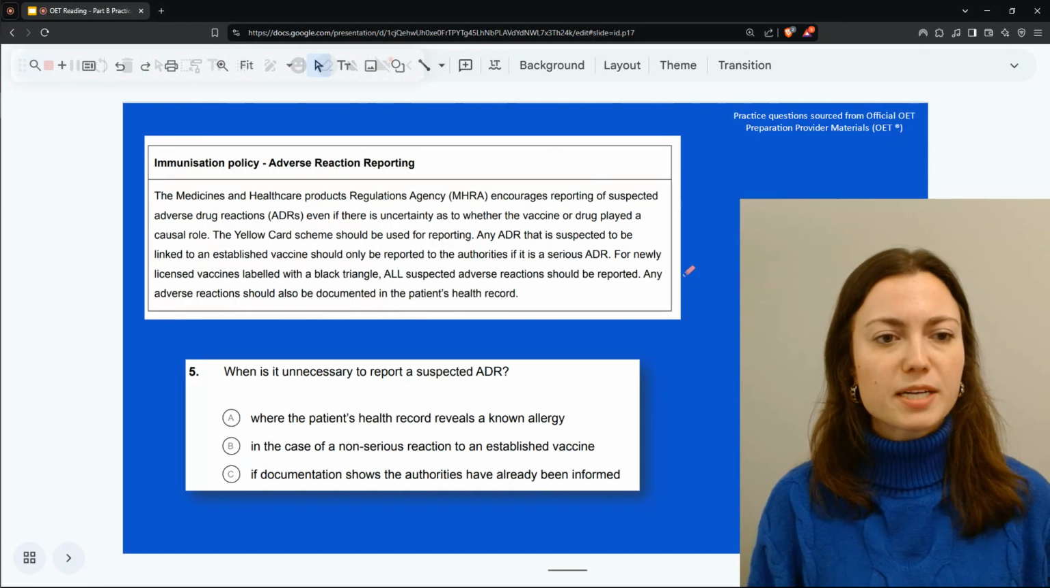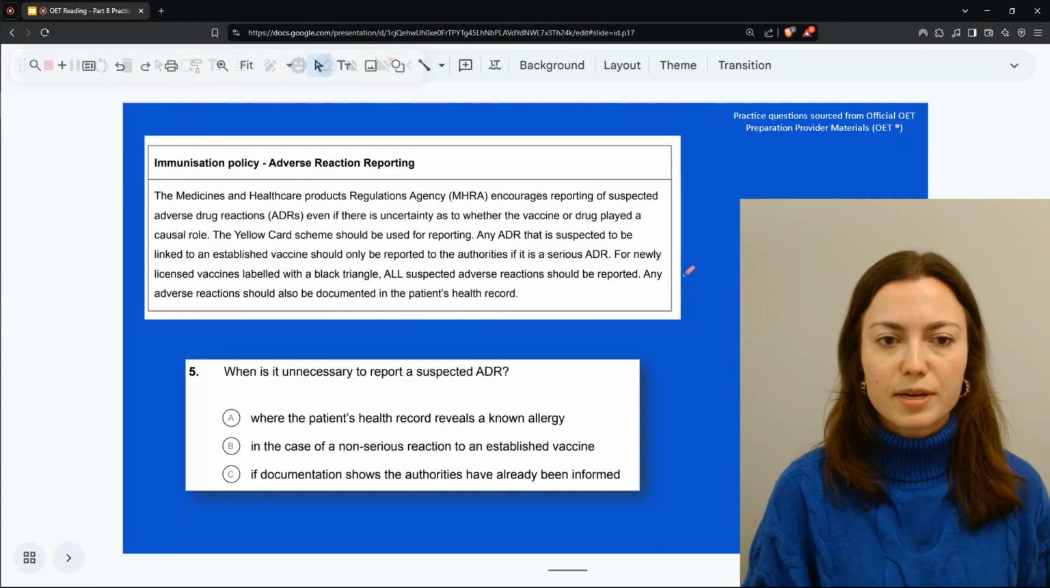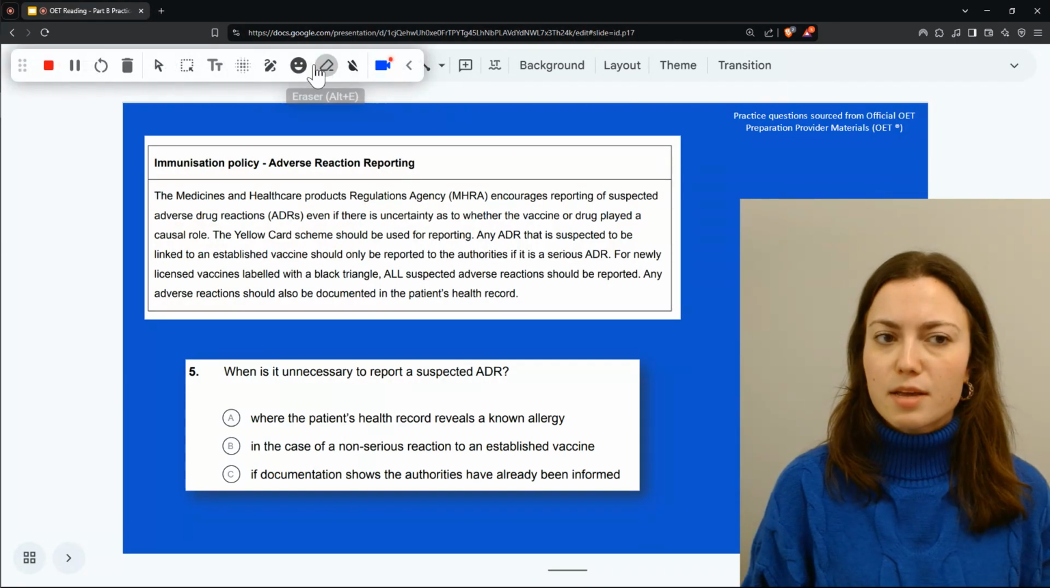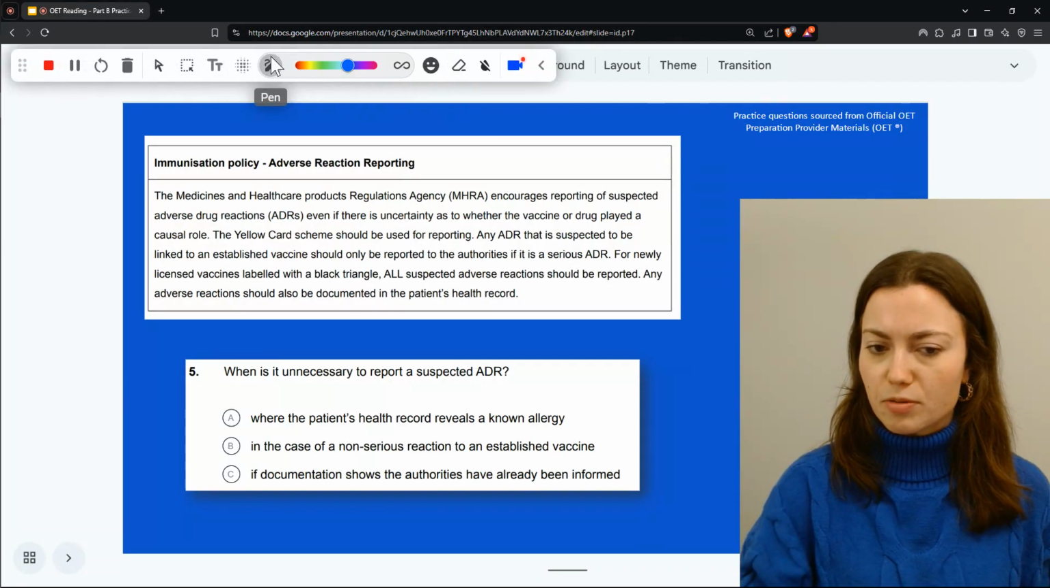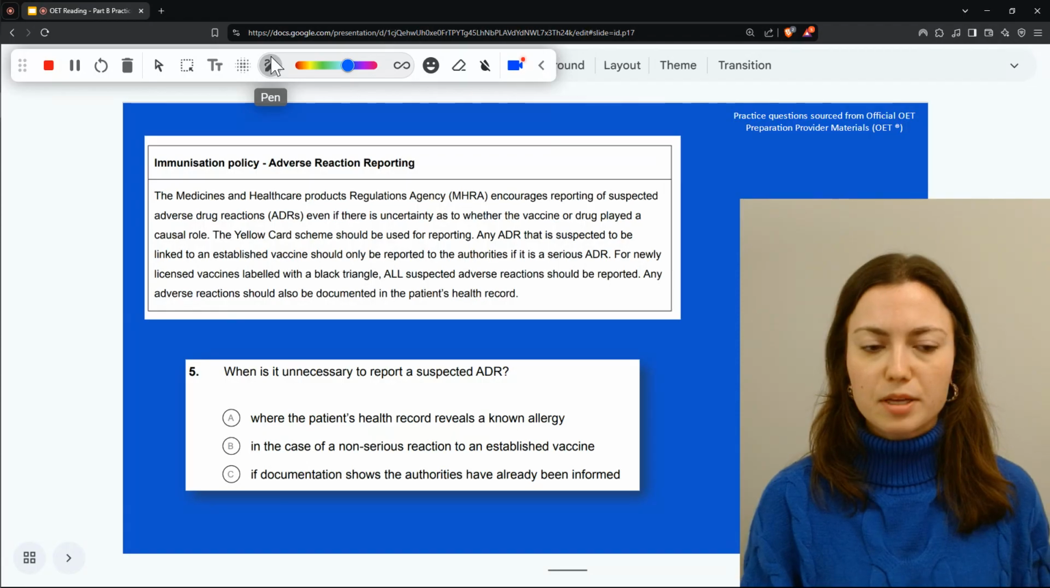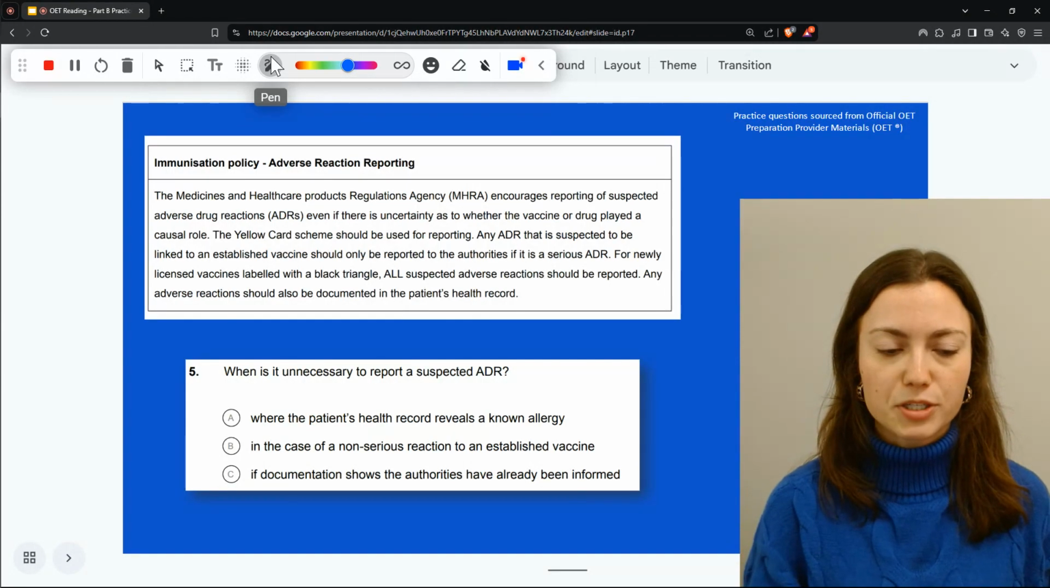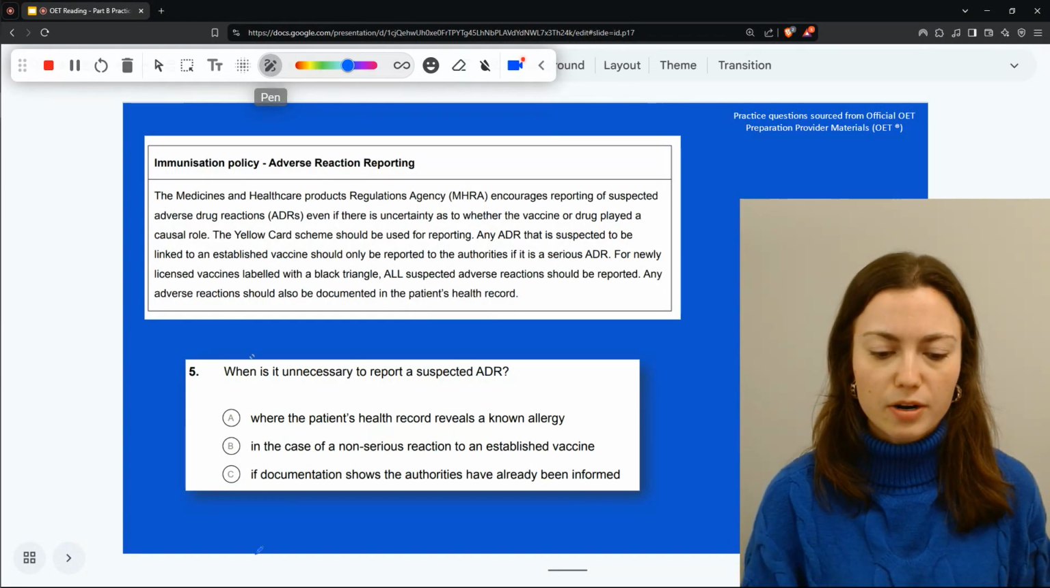Here we have immunization policy, adverse reaction reporting. Same thing, pause that video, give it a read, choose the option that you think is best fitting the question, and then I'll talk us through our explanation here.